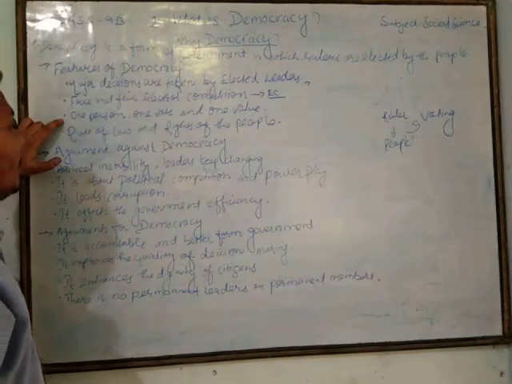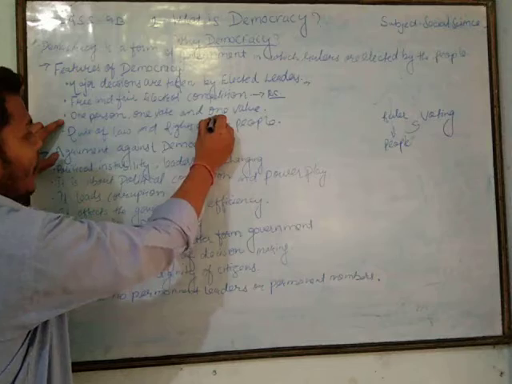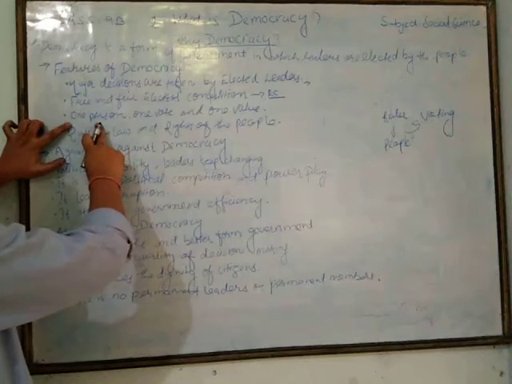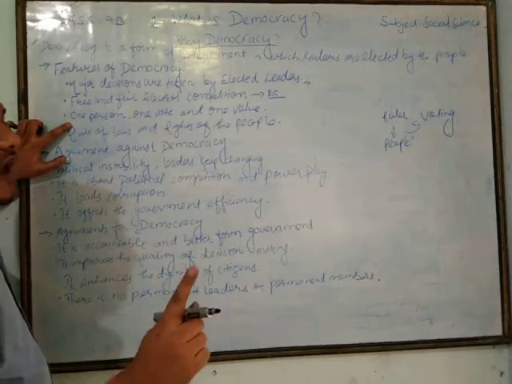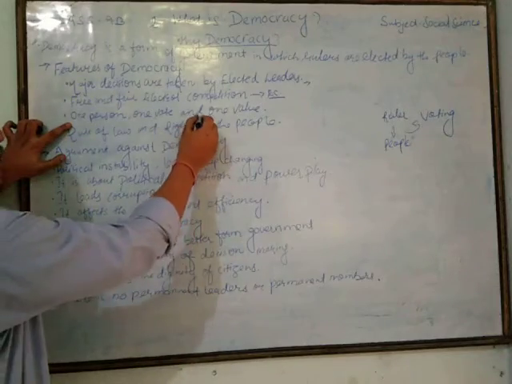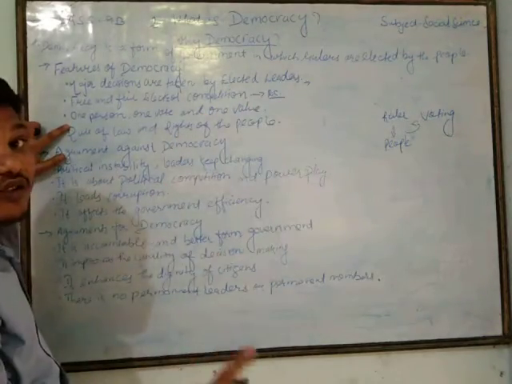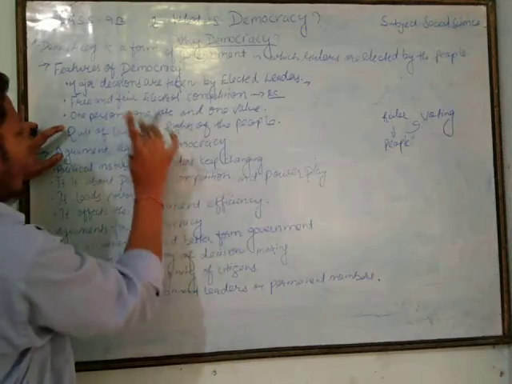Now, what is one person, one vote and one value? It means one vote will have one value only. This is not the case that one person will vote and it will have 10 values or 20 values. One person means one vote and one value.